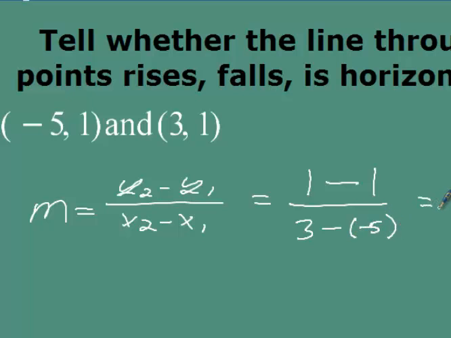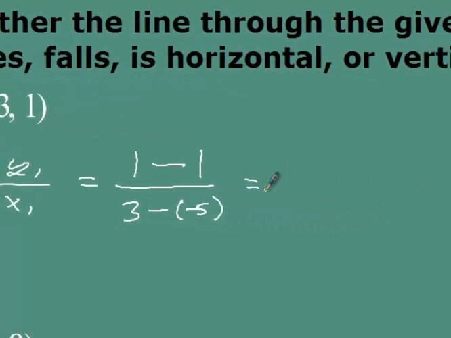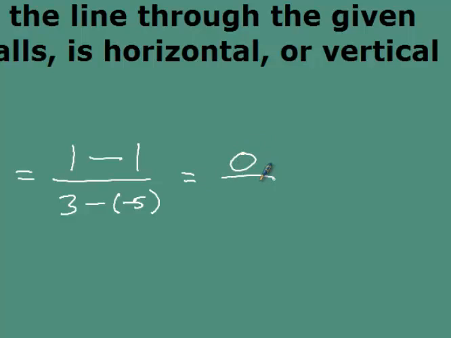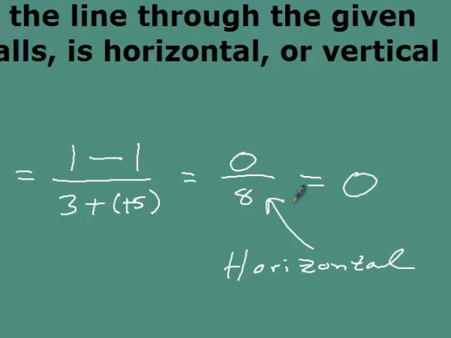negative 5. So first things first, on top, what's 1 minus 1? 0. What happens to the double negative here? So 3 plus 5 is 8. What's 0 divided by 8? 0, right? So does this rise, fall, is it horizontal or is it vertical? Horizontal. So if 0's in the numerator, it's a horizontal line. If 0's in the denominator, then it'll be a vertical line.